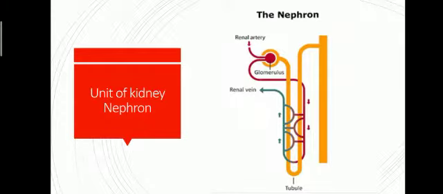Hello students, let us continue the chapter that is excretory system. So in the last video we discussed the longitudinal section of kidney, and today we are going to see the structure of nephron. You can see here this is the structure of nephron, a rough diagram of nephron.